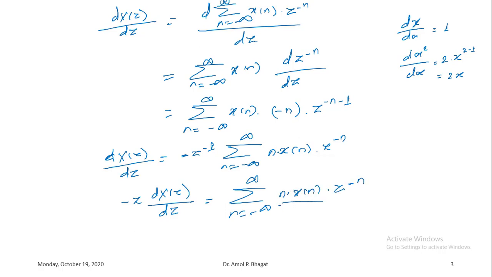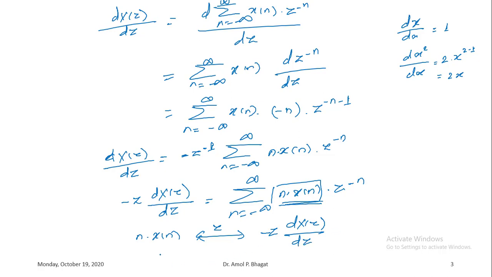Here we are identifying the z transform of n into x of n, because this is nothing but the z transform formula, right? n equals minus infinity to infinity, and in place of x of n, there is n into x of n. So we are taking the z transform of n into x of n. Its z transform is minus z derivative of X of z with respect to dz. That means n into x of n has the z transform minus z derivative of X of z with respect to dz.